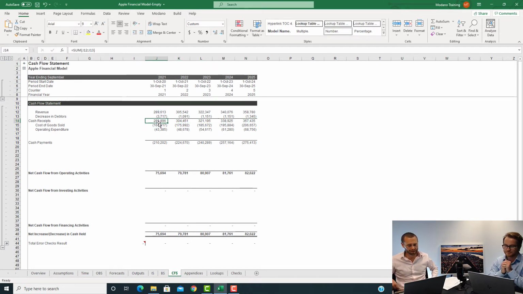Perfect. Your balance sheet balances again. The important thing is you're now reflecting the fact that you only received 285 billion. Only 285 billion. You didn't receive the full 289 because your debtors went up. Okay, and that's the important thing to capture with the working capital adjustments.